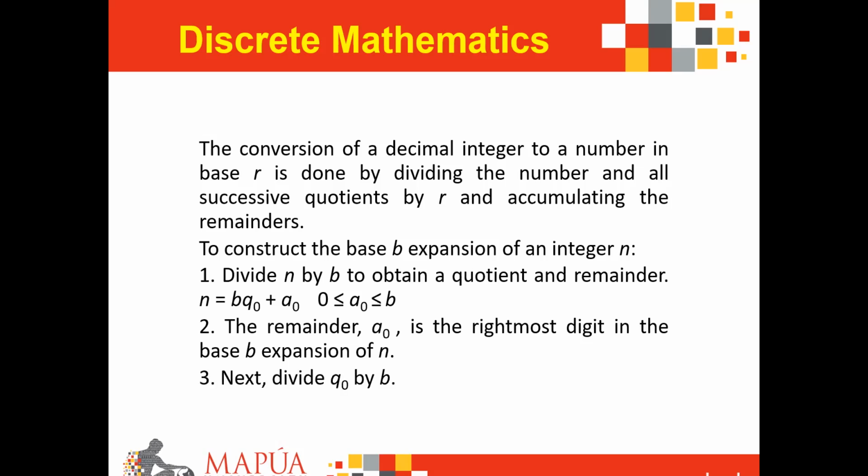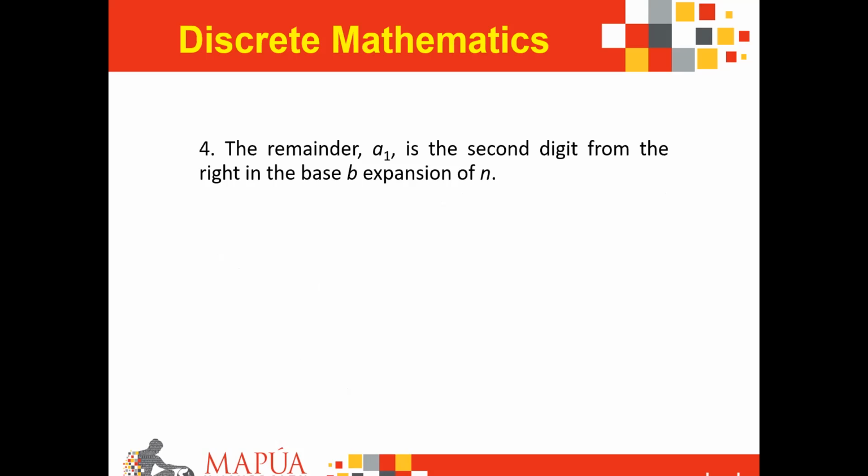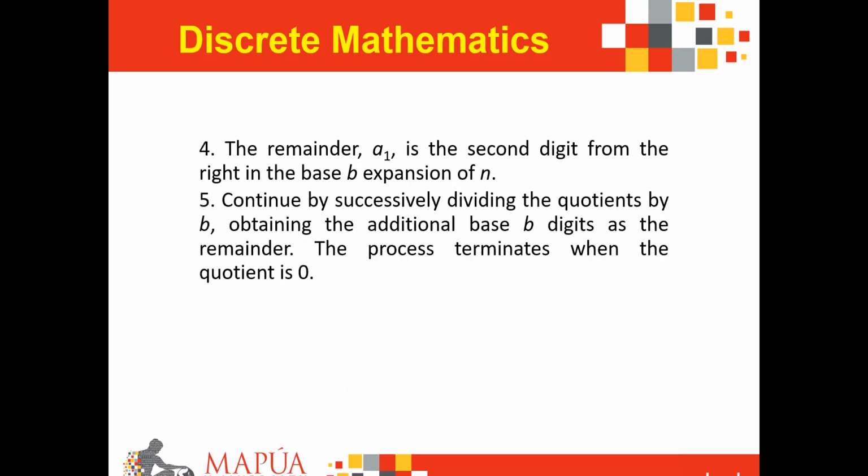Next, divide q0 by b again. Therefore, you end up with another corresponding quotient, which is b times q1 plus a1. a1 again is a remainder that is between 0 and your corresponding base b. The remainder a1 is the second digit from the right in the expansion of your corresponding base b number.